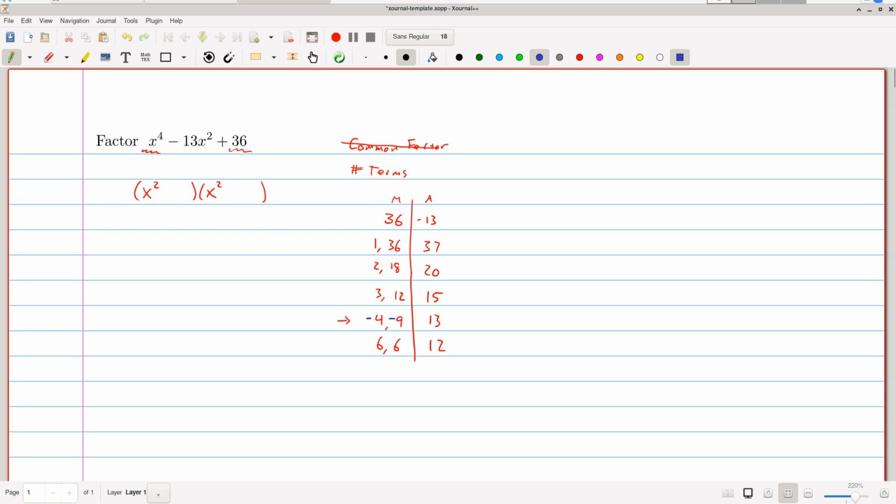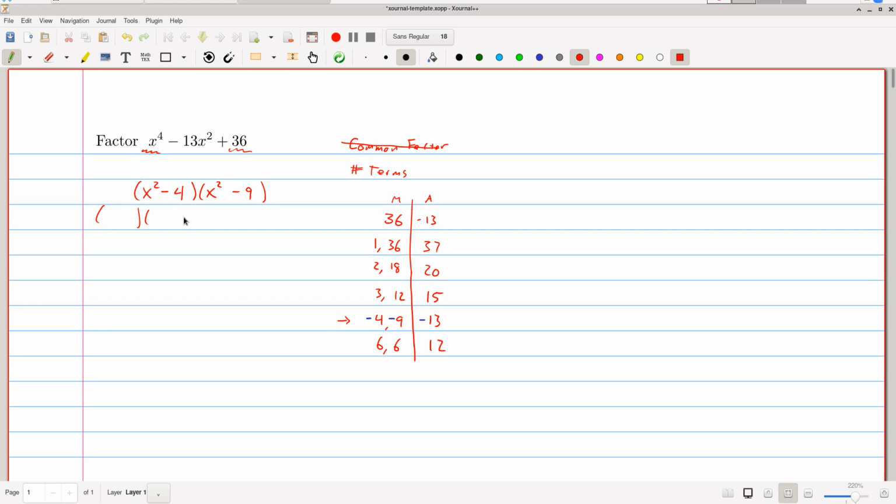Negative 4 times negative 9 will still give us positive 36. However, negative 4 plus negative 9 is negative 13. So the numbers we're looking for are minus 4 and minus 9. Okay, now because we still have squares, there's a chance we can factor this further. X squared minus 4, this has 2 terms. This looks like a difference of squares.